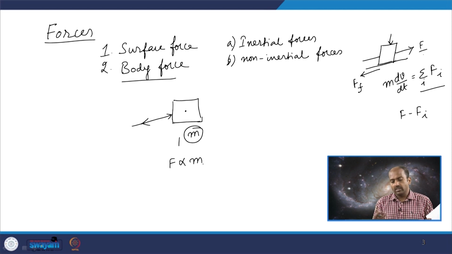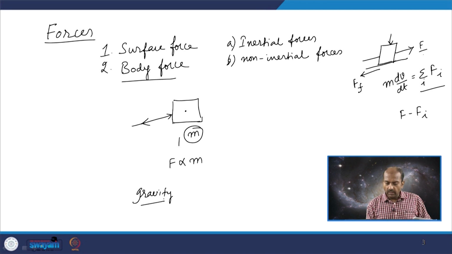Let us say, for example, you are trying to push or pull. The force is acted upon the center of mass of the object that you are trying to move, and the amount of force that you apply either to pull or push will always be dependent on the mass of the object itself. One example for a body force could be gravity. Gravity is a very good example of a body force.